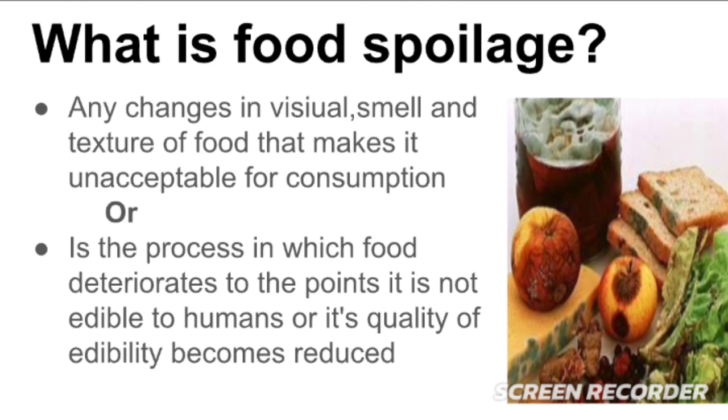It is the process in which food deteriorates to the point that it is not edible to humans, or its quality of edibility is reduced. When food gets spoiled, it is inedible, as it can cause us health risks or other kinds of food poisoning or toxic diseases. That is why it is always recommended to check whether the food has spoiled before consuming it.